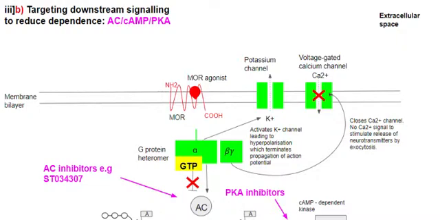Central to dependence has been the AC-cAMP-PKA pathway. This pathway begins with AC, adenylyl cyclase. Adenylyl cyclase is an enzyme which catalyzes, that is, drives or speeds up, the conversion of ATP into cAMP. cAMP is a major secondary messenger.